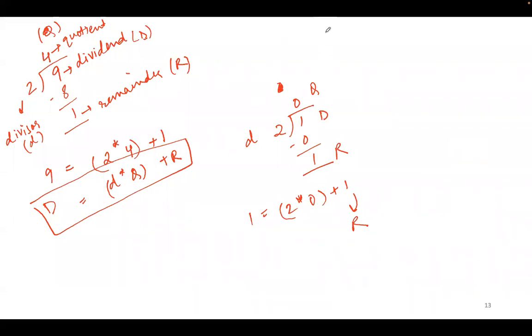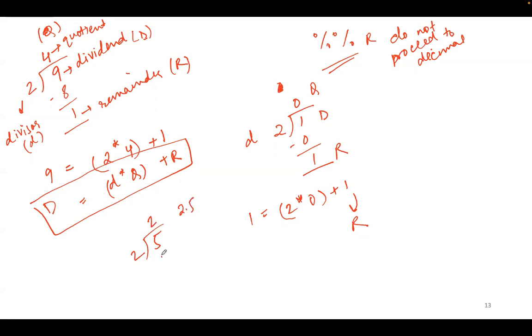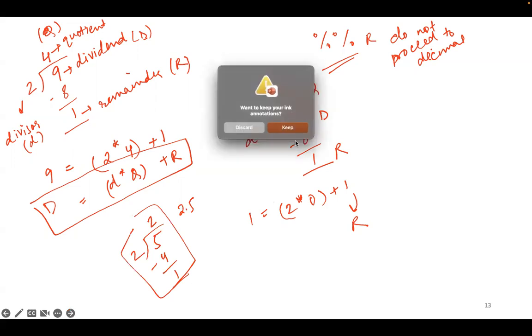This is what we discussed last time. When you're talking about remainder, you do not proceed to decimals. Only then will you get a remainder. If you are going into decimals, you will never get a remainder. That's the idea of going into decimals, right? So let's say you're doing 5 by 2. This can give you 2.5. But what we are interested in here is the remainder. Okay. Yes, ma'am, got it.